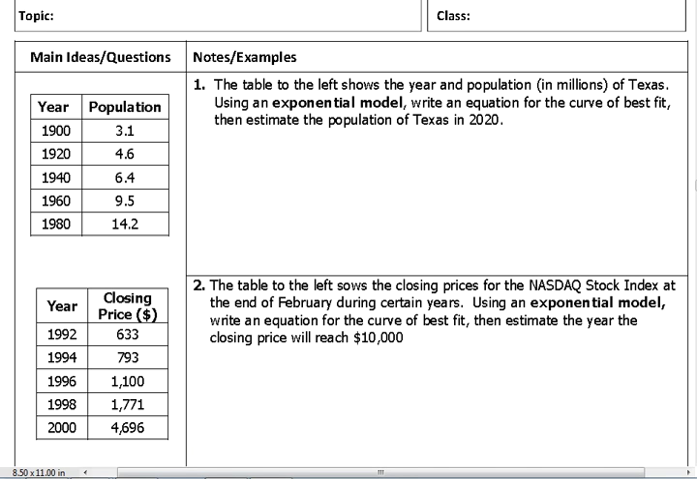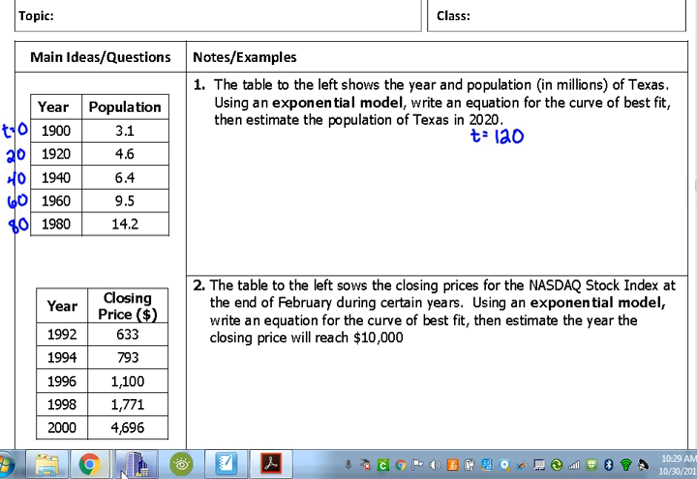Now, personally, a lot of times when you run into questions like this, it will also say something like, use t equals 0 for the year 1900. Okay, so that's what we're going to do. We're going to say that this is 0 for 1900. So 1920 would be 20, 1940 would be 40, 1960 would be 60, 1980 would be 80, and then it wants us to estimate in 2020, so what would we plug in that case? 120, because that's 120 years from where we started. Typically, it will give you those instructions.